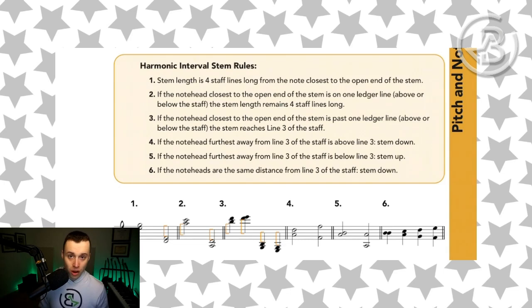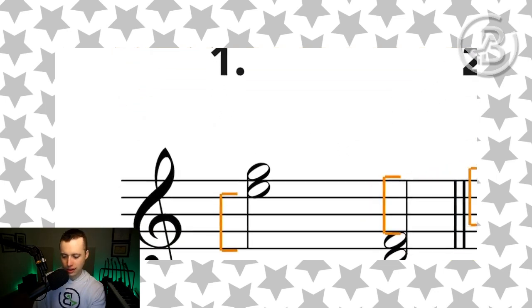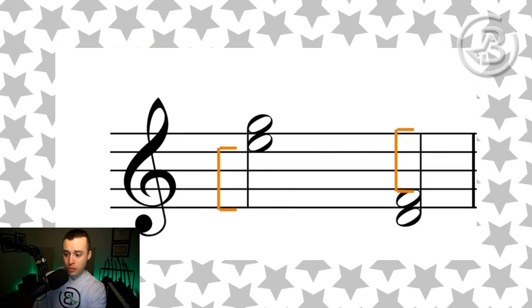So rule number 1, you already know this one. Stem length is 4 staff lines long, but here's the thing. It's from the closest note head to the open end of the stem. So let's take a look at that. As you may remember from when you first learned to write notes with stems, if we have a note head in space 4 of the staff, our stem will be 1, 2, 3, 4 staff lines long, and sure enough, 1, 2, 3, 4.